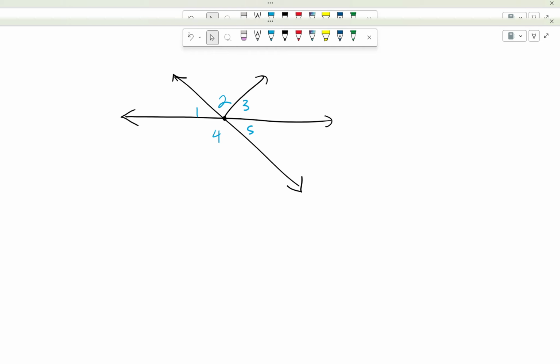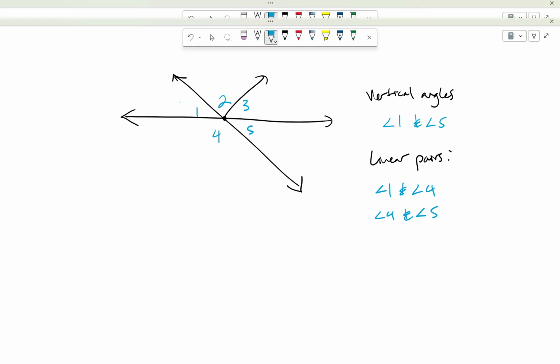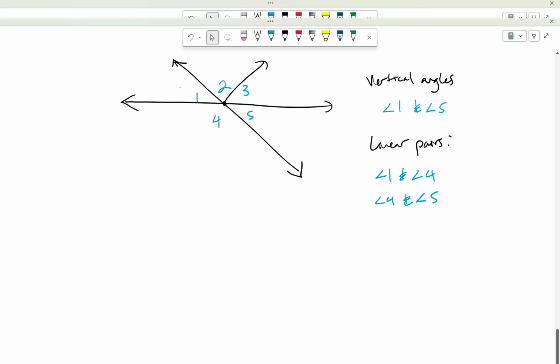Remember, I started with 2 lines that intersected at this point. So the only 2 vertical angles that I have before I subdivided and created angles 2 and 3 were angles 1 and 5. These are the only 2 that are going to wind up being vertical, okay? Do I have any linear pairs? And the answer is yes. Got a couple of them. I've got angles 1 and 4. Moreover, I've got angles 4 and 5. Those are both linear pairs, which have a sum of 180 degrees.